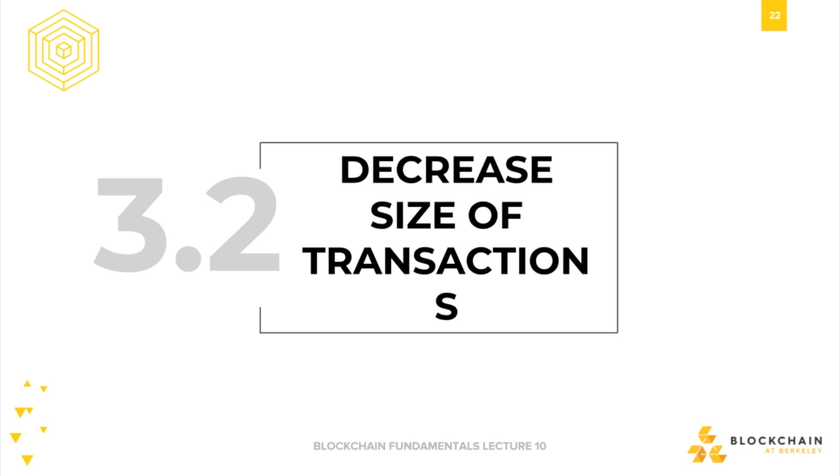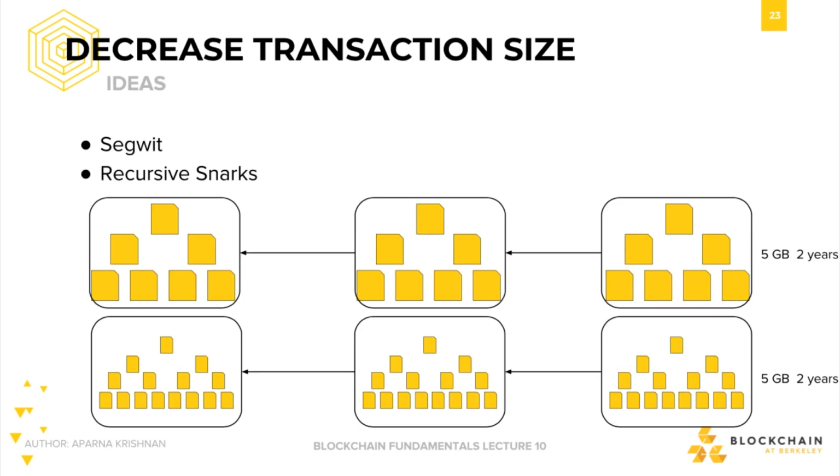So if playing around with the block size or playing around with the time field doesn't really help us, maybe we can decrease the size of the transaction. There are two different solutions which propose playing around with the size of the transaction. One is called SegWit and the other is called recursive SNARKs. So SegWit, okay, so let's talk about decreasing the size of transactions.